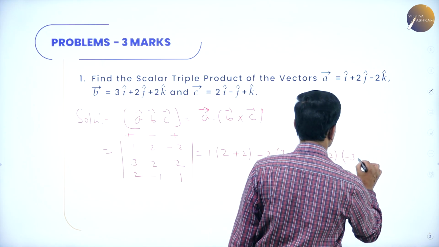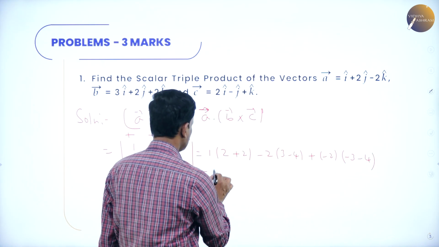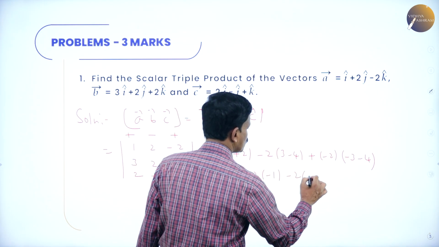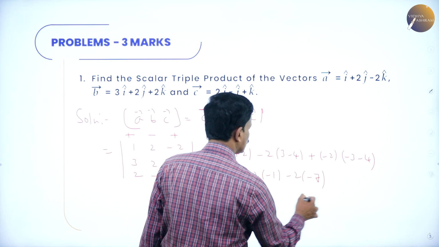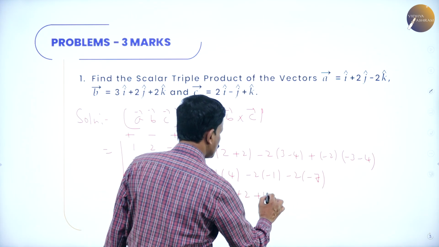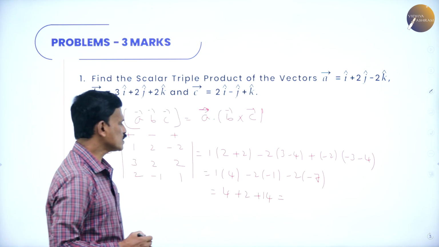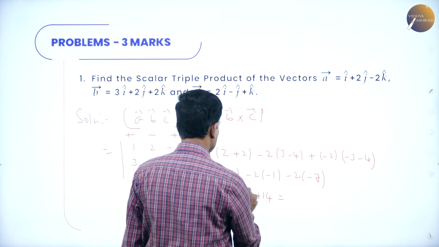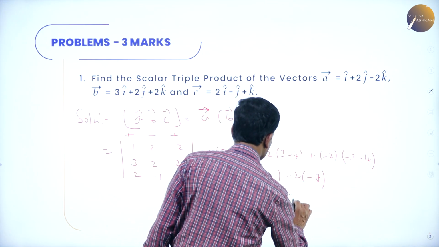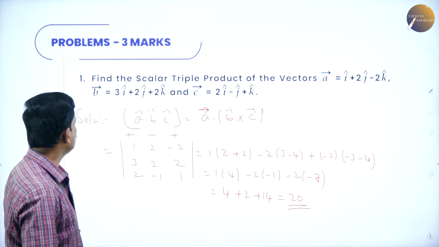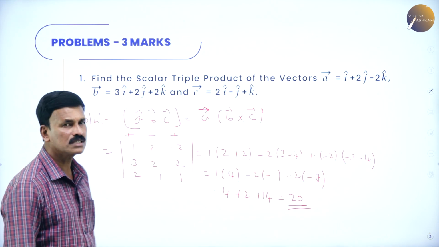Minus 3 minus 4. So this is equal to 1 into 4 minus 2 into minus 1 minus 2 into minus 7. This is equal to 4 plus 2 plus 7 twos are 14. 14 plus 4 plus 2, that is nothing but 18. 14 plus 4 is 18, plus 2 is 20. So the required answer for this is A dot B cross C is equal to 20. This is the required answer.